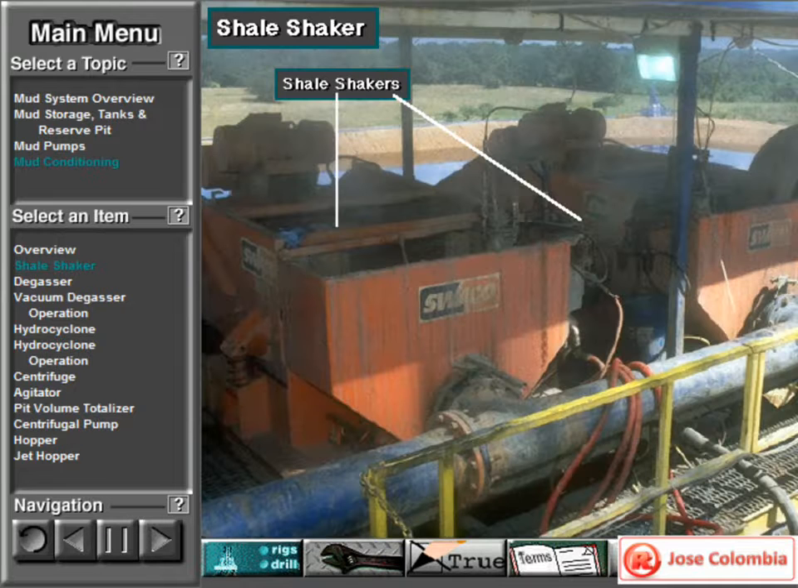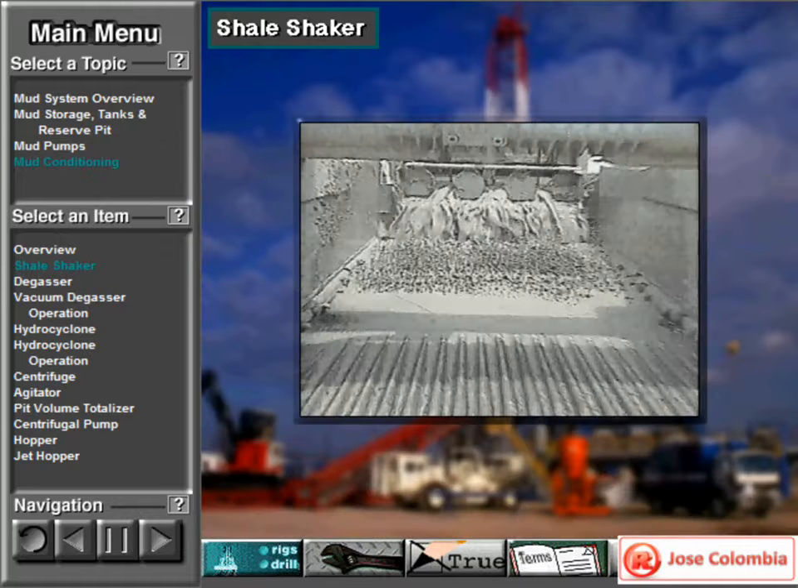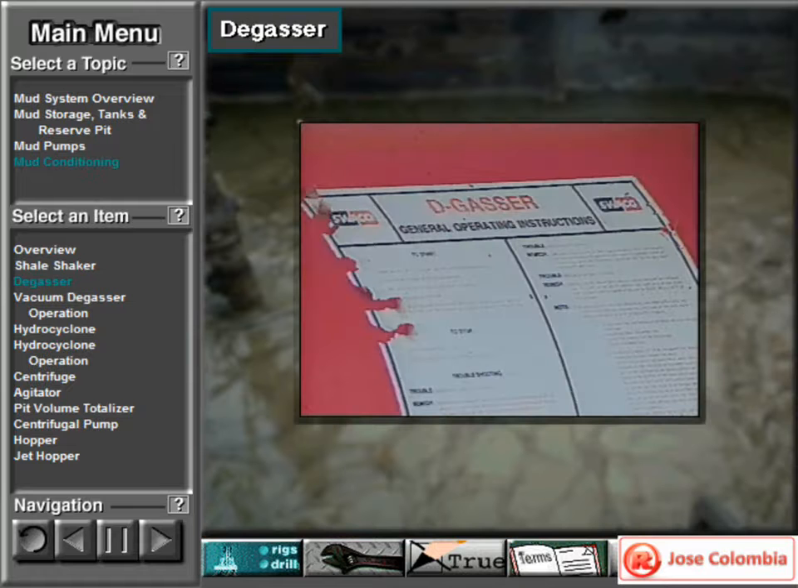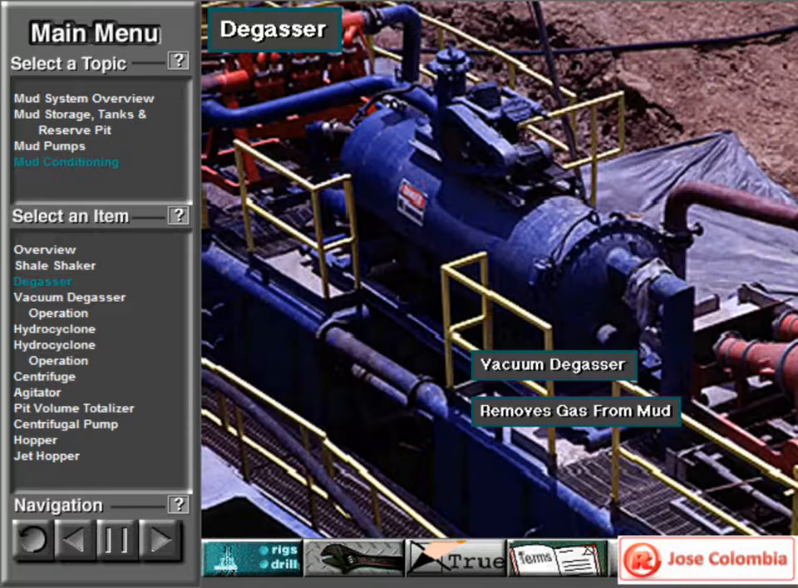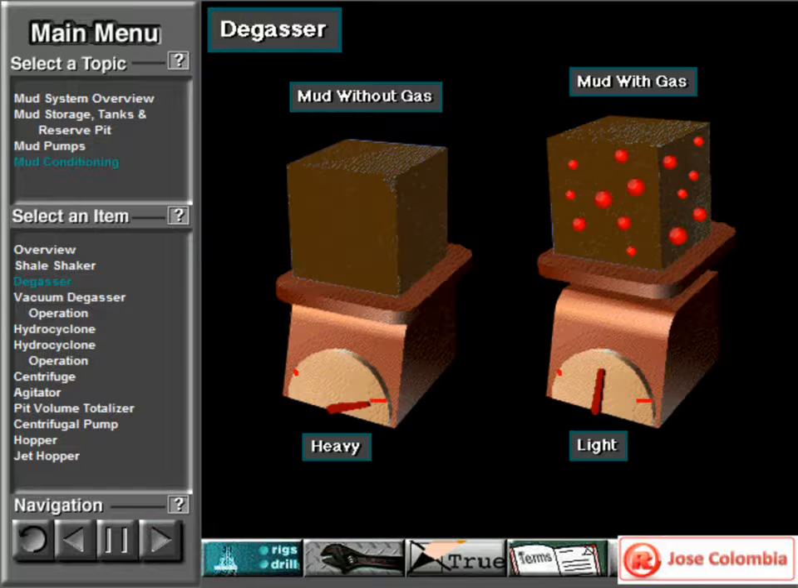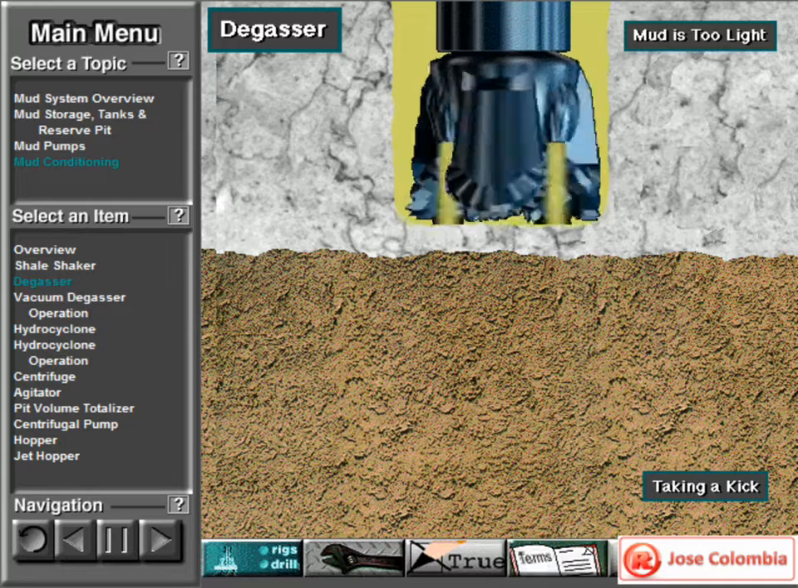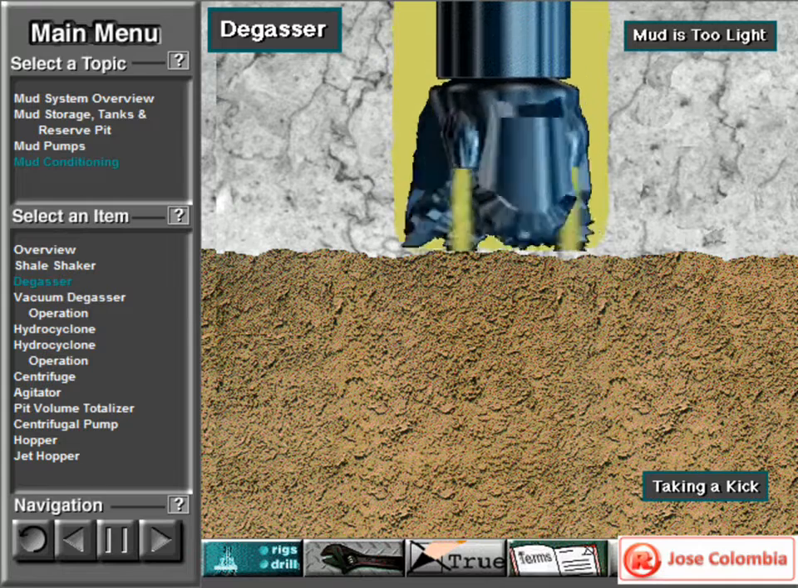Shale shakers look simple. In fact, though, manufacturers carefully design them to make the screens vibrate in a very controlled way. Sometimes, the crew sends mud through a vacuum degasser. The degasser removes gas from the mud. If the gas were not removed, it could make the mud too light, not dense enough. As a result, the well could kick.